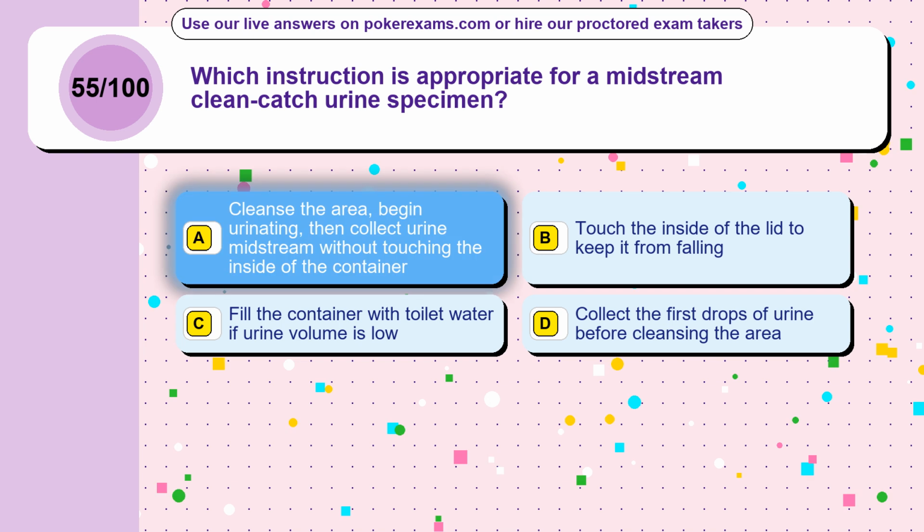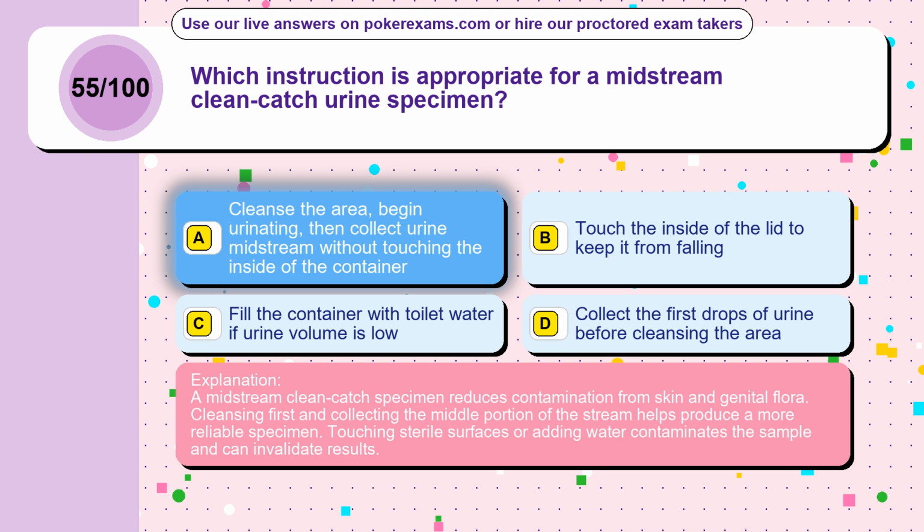The correct answer is option A. Cleanse the area, begin urinating, then collect urine midstream without touching the inside of the container. A midstream clean catch specimen reduces contamination from skin and genital flora. Cleansing first and collecting the middle portion of the stream helps produce a more reliable specimen. Touching sterile surfaces or adding water contaminates the sample and can invalidate results.